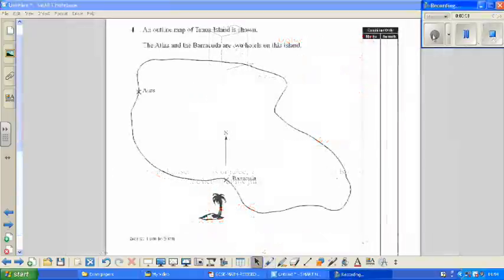answer. So here's question 4 on this paper. It's on the whole page, so I'll have to show you the top half first. So here you're given a map of an island. There's a couple of hotels on the island. One's the Atlas and the other's the Barracuda. And what questions are they going to ask you here?